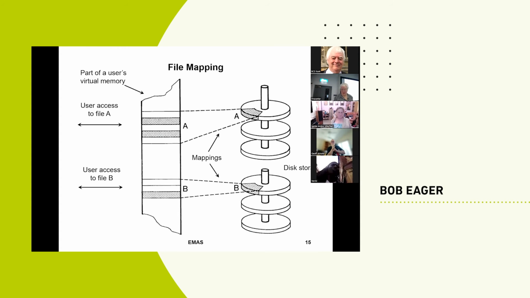And this picture doesn't tell you very much, but this picture is obligatory. It's one of the rules that if you talk about EMAS at all, you have to actually show this picture. Right? So it's here. And it's basically a user is accessing some file here, and part of the file is mapped onto the disk somewhere, and the same for another file there.